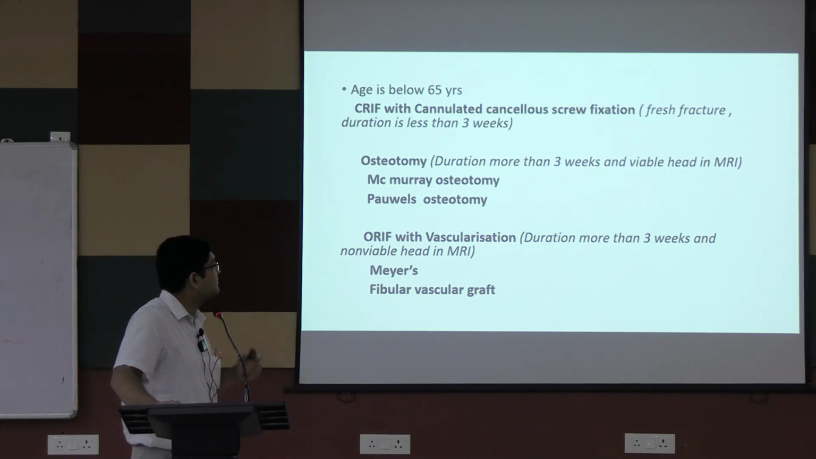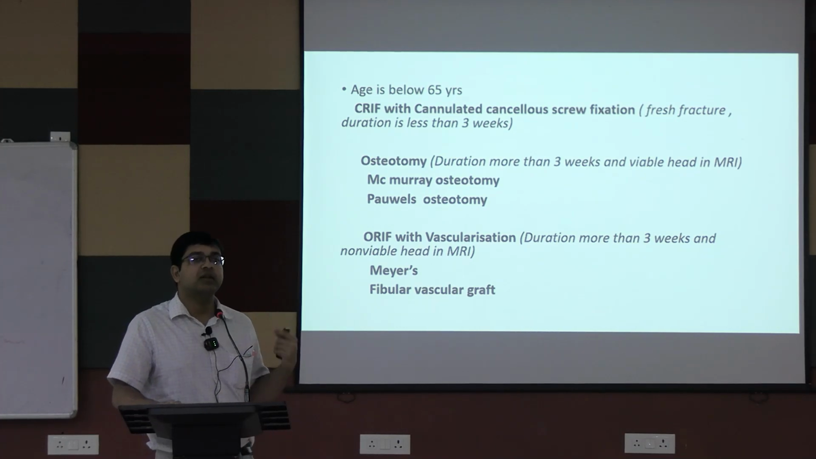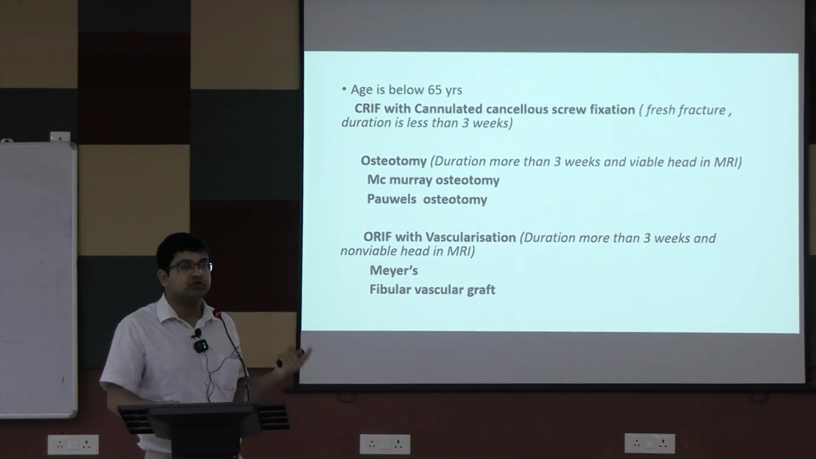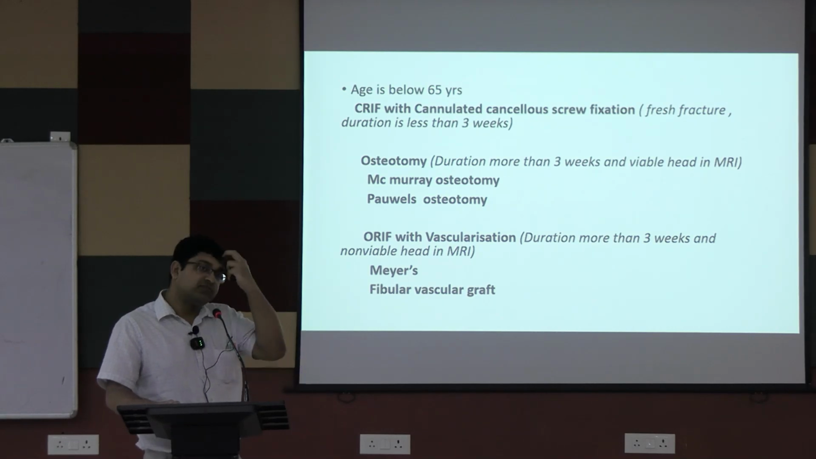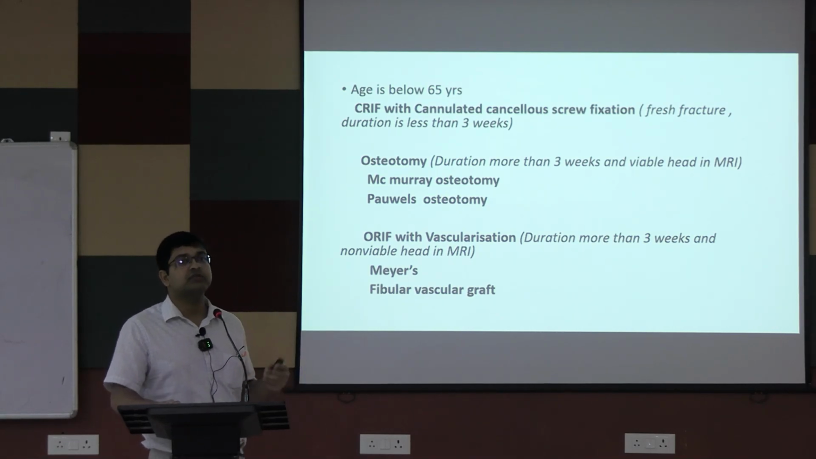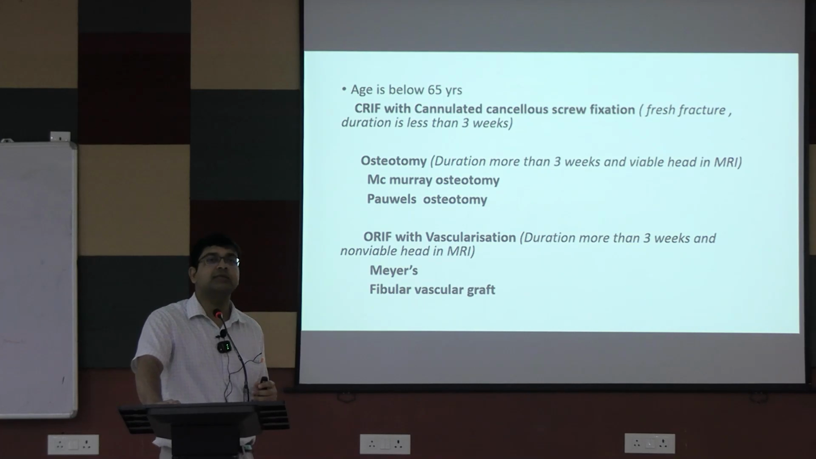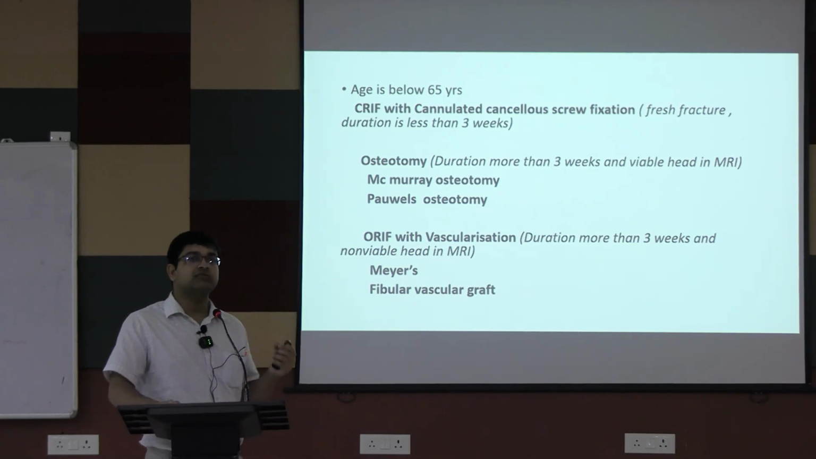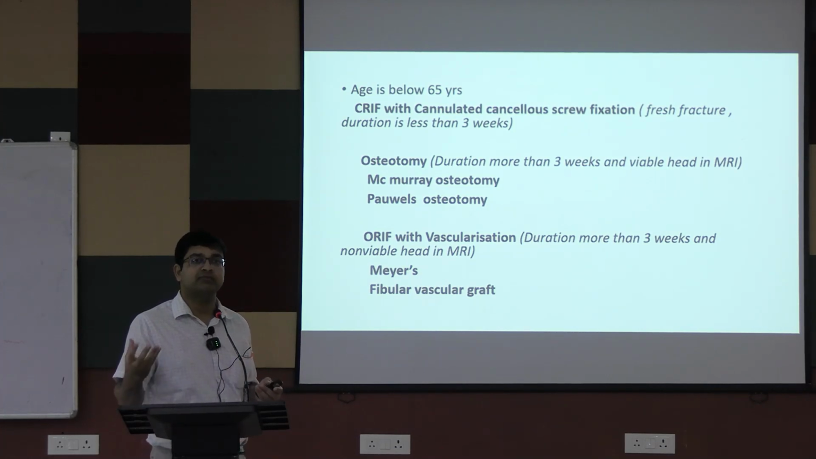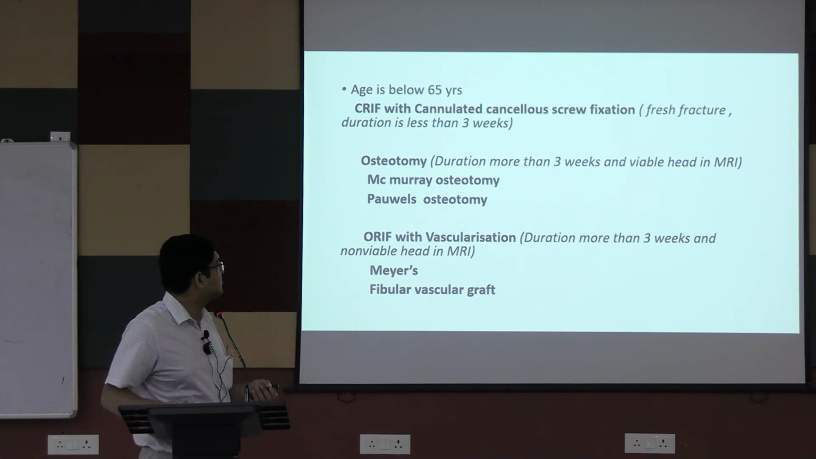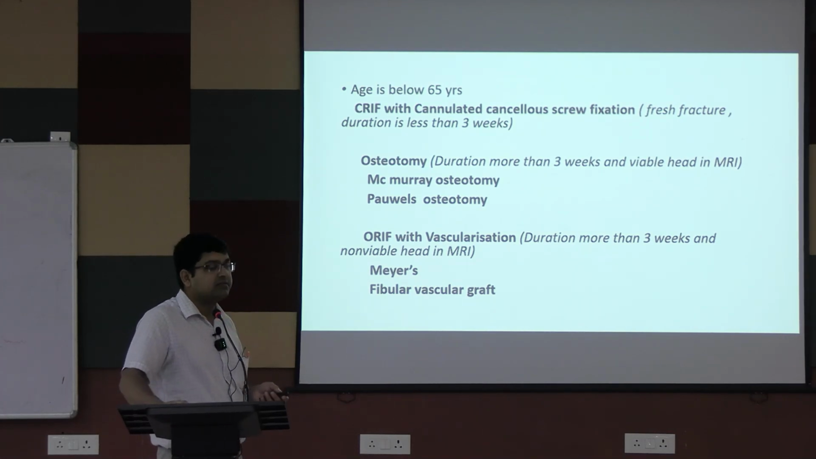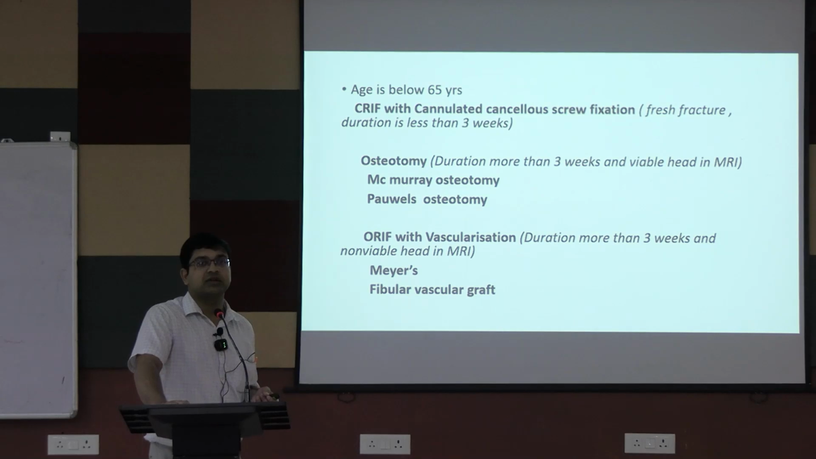Another is if the femoral head viability is lost, okay, if the fracture is more than 3 weeks old and it is a displaced fracture, so what will we do? There are two options. One, you can do a revascularization procedure. Revascularization means you can do a vascularization because the vascularity is damaged, because the vascularity is jeopardized. You have to do a revascularization procedure. Okay, so it can be done in two ways. One is Meyer's technique.